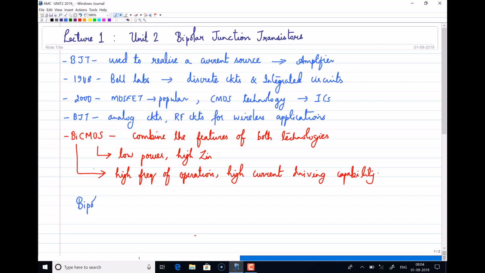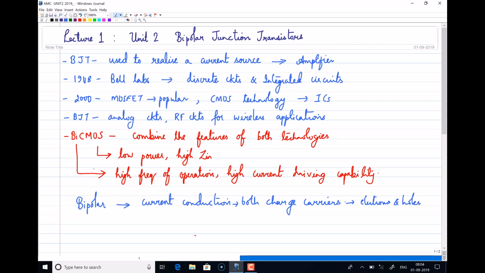Now, if I look at the name of the device, bipolar junction transistor, the name suggests that the device is bipolar, meaning that in this device the current conduction is by both charge carriers, that is by majority and minority charge carriers. It means electrons and holes.